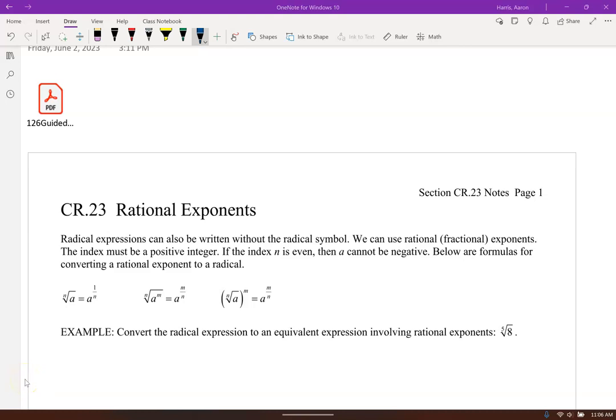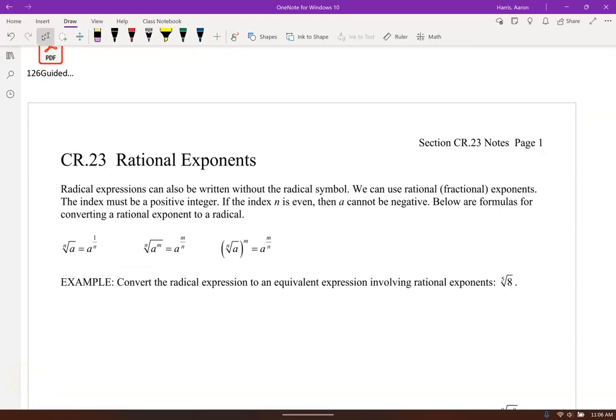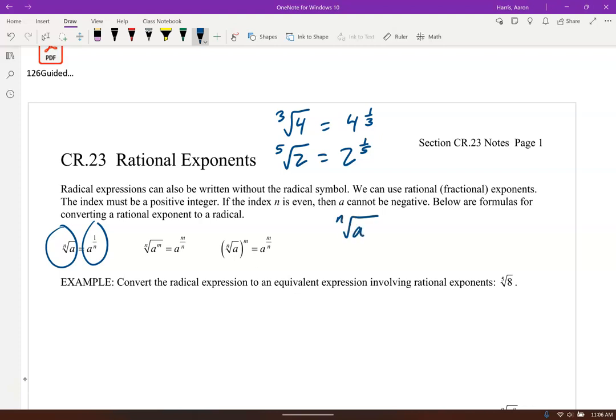Review CR23 is rational exponents, and so you have radical notation, which is denoted here, and then you have your exponential notation, right? So like the third root of 4 can be written in exponential notation as 4 to the 1/3, or like the fifth root of 2 is 2 to the 1/5, right? Same thing. Well, if you have the nth root of a to the m, that would be a to the m to the 1 over n, if you're going to write it in exponential notation.